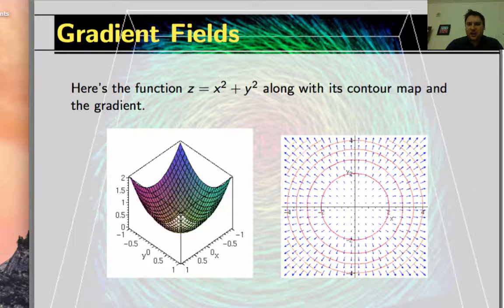And you see how the concentric circles are getting closer and closer together the farther out you go, and so that's what's making your vectors steeper and steeper. Your gradient vector, I should say, is always pointing in the direction of steepest ascent, and in this case, it's just going to be pointing straight out, radially from the origin.